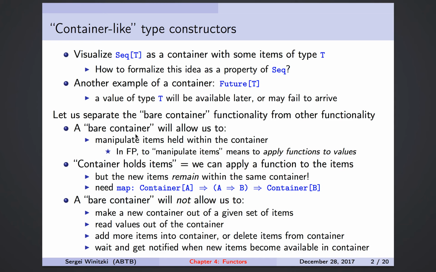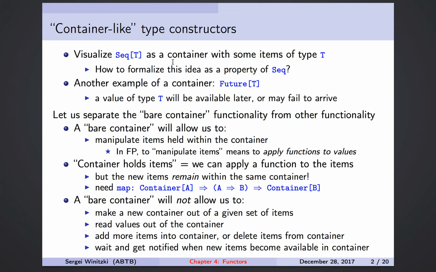First example would be a sequence. So that is obviously visualized as a container that has 0 or more items of type T. So sequence of T, written like this. But there are other containers like, for example, future of T. And they're very different from sequence.